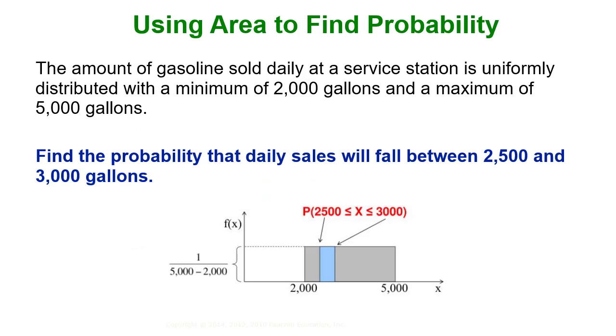Okay, now that we got why it's divided by 12 out of the way, let's look at some examples. So let's just say that the amount of gasoline that is sold each day at a service station is uniformly distributed with a minimum of 2,000 gallons and a maximum of 5,000 gallons. And we want to find the probability that the daily sales will fall somewhere between 2,500 and 3,000 gallons.